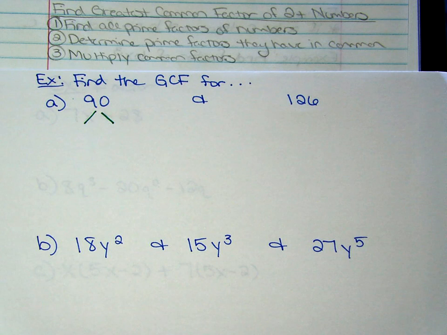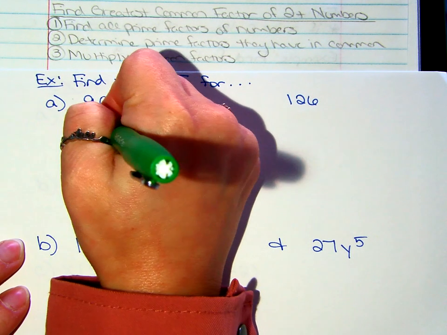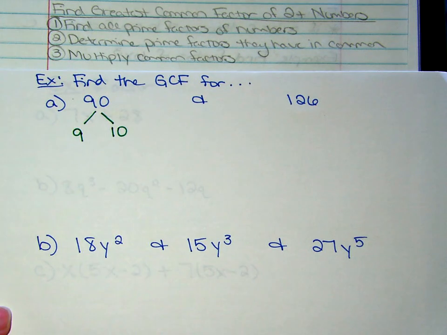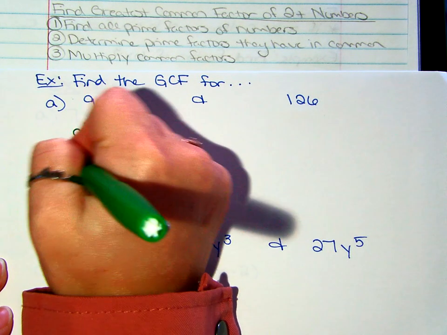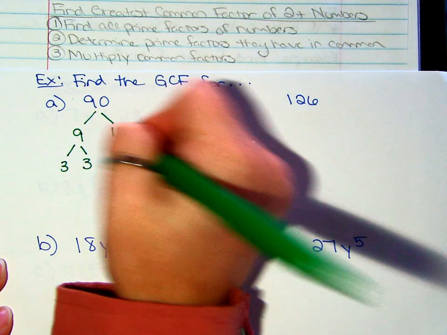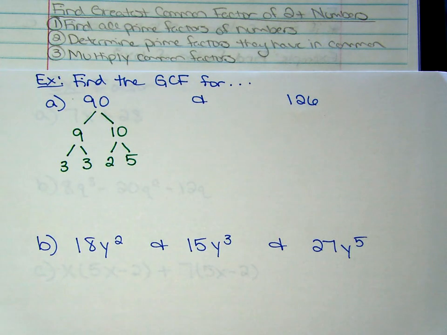Either of those work. I'm going to do one that's not like the one in my notes, just so you have two different references. If you go back and look at the paper notes, you'll have 2 times 45. If you watch the lecture video, you'll have 9 times 10. And you'll see that it still works. 9 is not prime, because that's 3 times 3. 10 is an even number, so it's not prime. That's 2 times 5. But 3, 3, 2, and 5, those are all prime. So my tree would be done at this point. So I have factored 90.